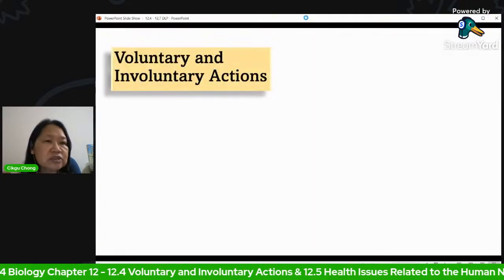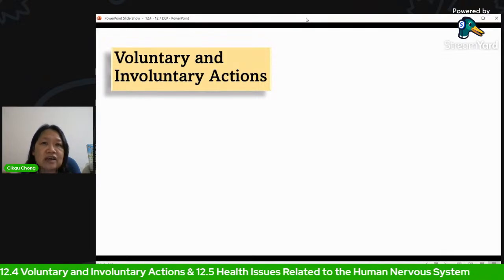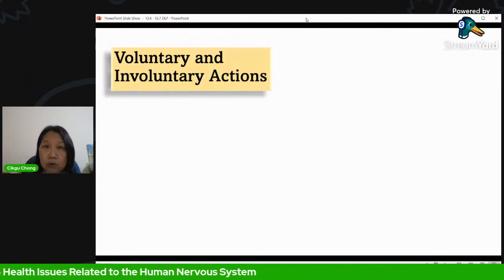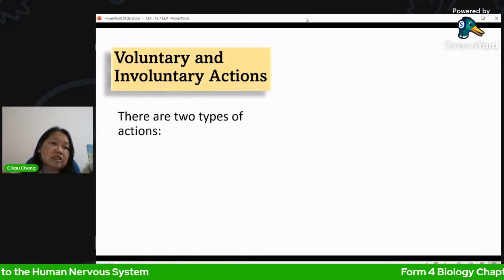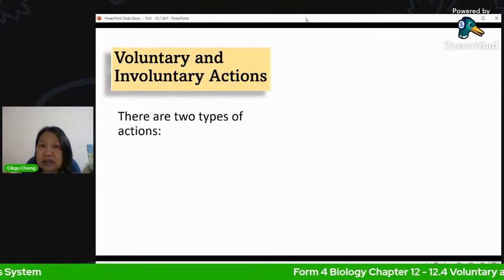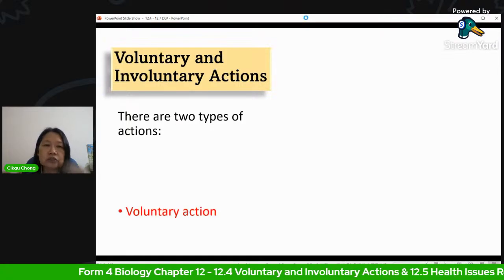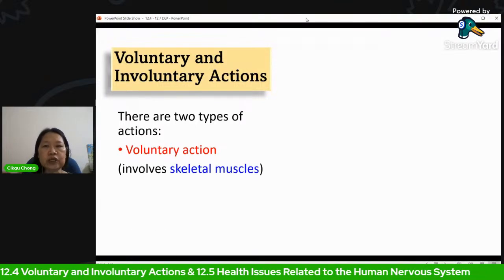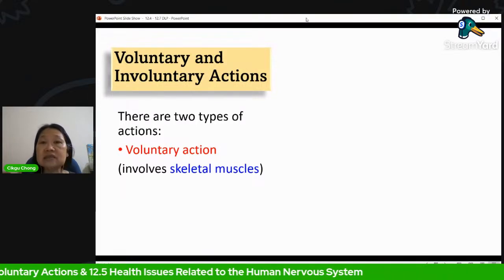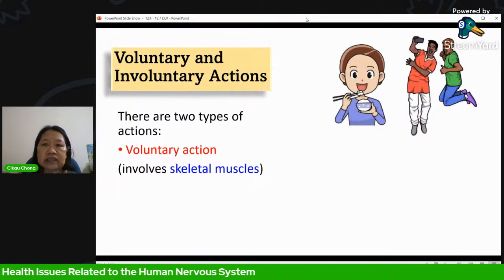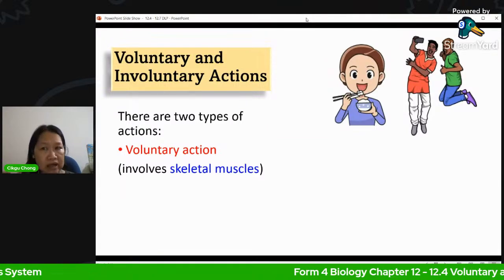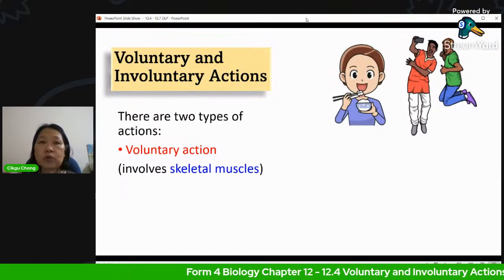Now, what are voluntary and involuntary actions? In BM we call it tindakan terkawal and tindakan luar kawal. All the actions in our body are divided into either voluntary or involuntary actions. So what are voluntary actions? These are the actions which we carry out using the skeletal muscles. These are the things that we do that we are in control of. We know that it's happening, and we can also control whether we want to do it or not.